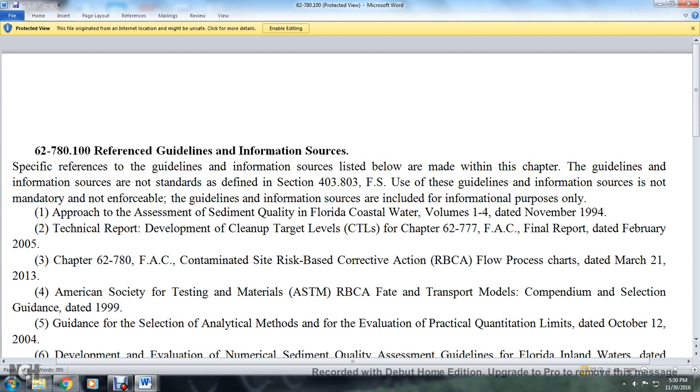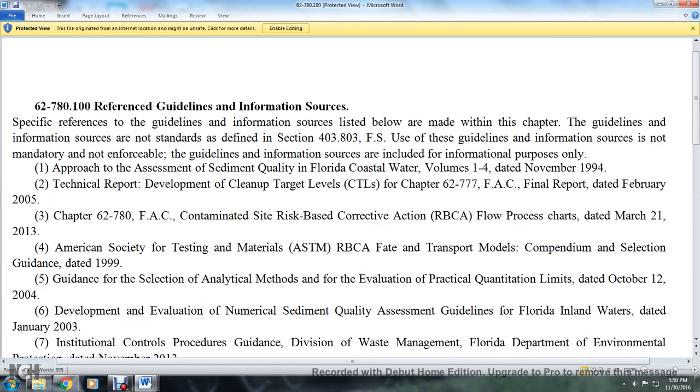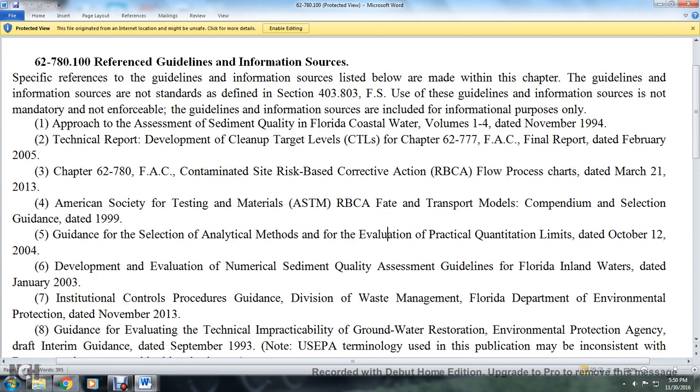of Testing and Materials, RBCA Fate and Transport Models: Compendium and Selection Guidance, dated 1999. Guidance for Selection of Analytical Methods and for Evaluation of Practical Quantitation Limits, dated October 2004. Development and Evaluation of Numerical Sediment Quality Assessment Guidelines for Florida Inland Waters, dated January 2003. Institutional Controls Procedures Guidance, Division of Waste Management, Florida Department of Environmental Protection, dated November 2013.